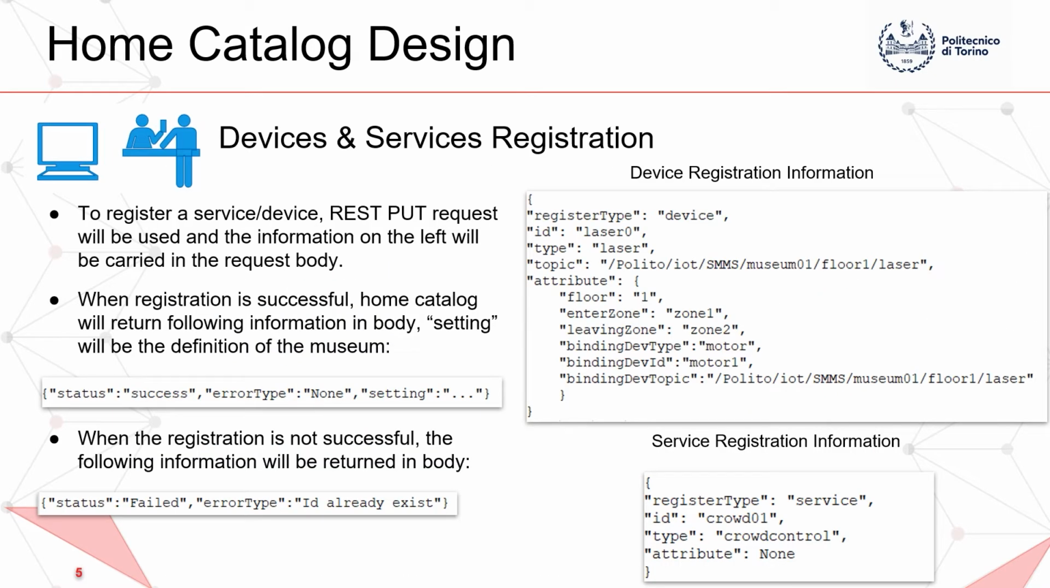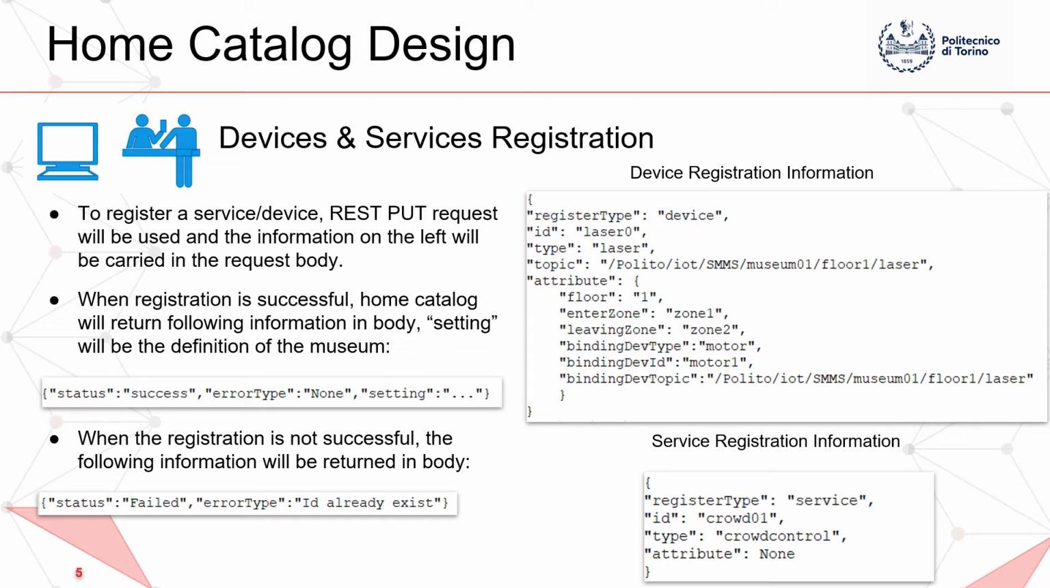To register a service or device, REST put request will be used. In a registration information, the register type, ID, component type, and topic are the necessary information. Attribute is the additional information to indicate the property of a device or a service.